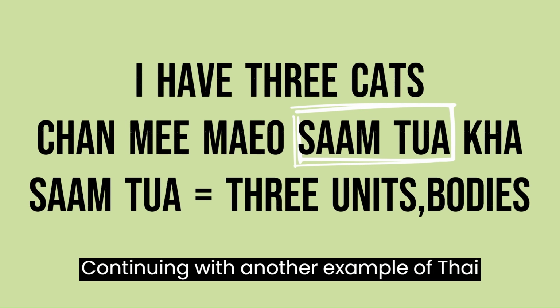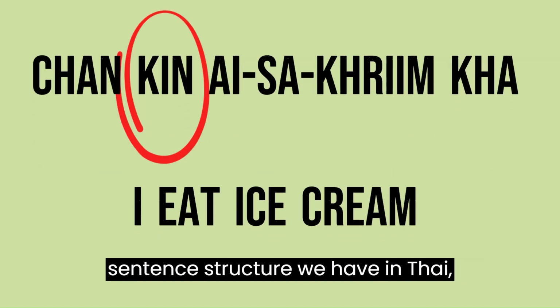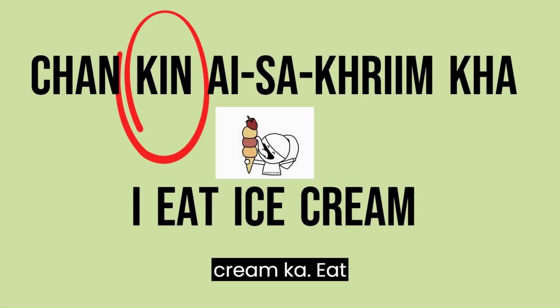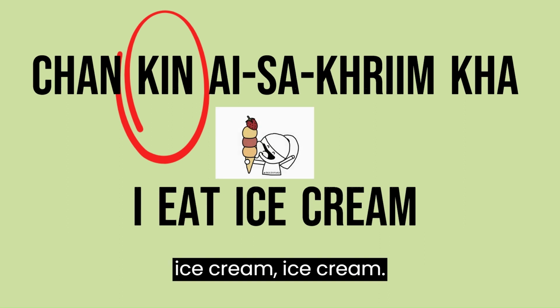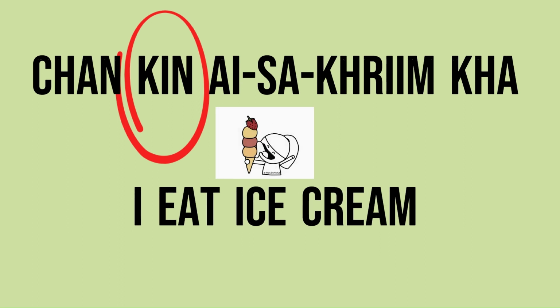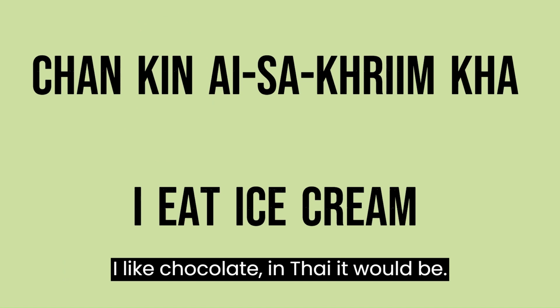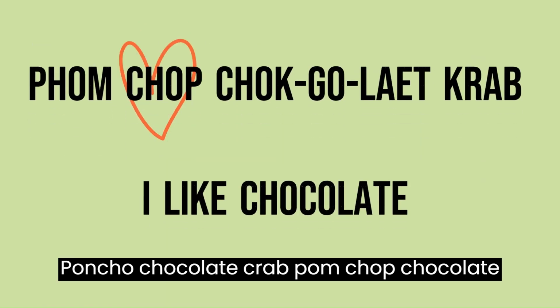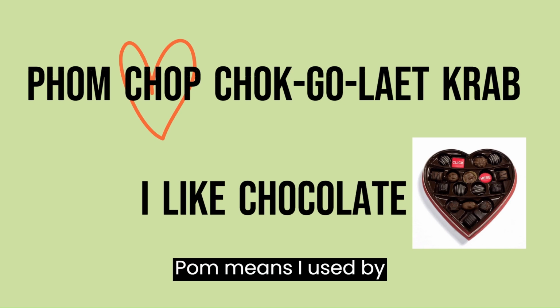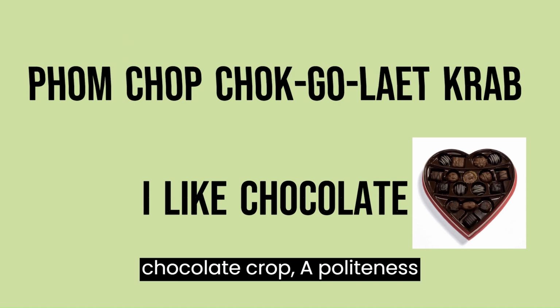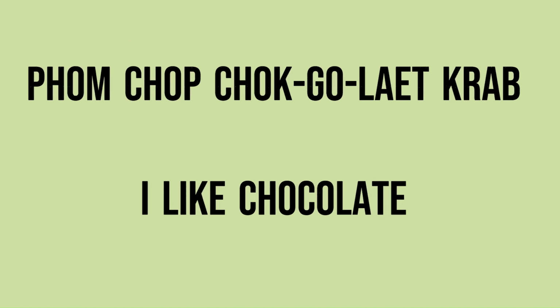Continuing with another example of Thai sentence structure, we have, in Thai, ฉันกินไอศกรีมค่ะ. กิน means eat, ไอศกรีม means ice cream. Another example, for a male speaker saying, I like chocolate in Thai, it would be ผมชอบช็อกโกแลตครับ. ผม means I, used by males. ชอบ means like. ช็อกโกแลต is chocolate. ครับ is a politeness particle used by males.